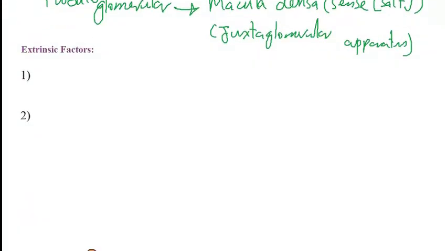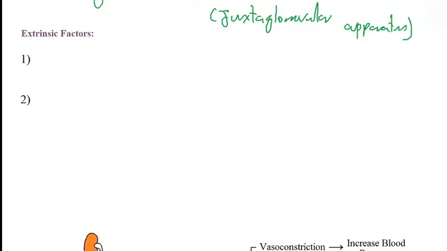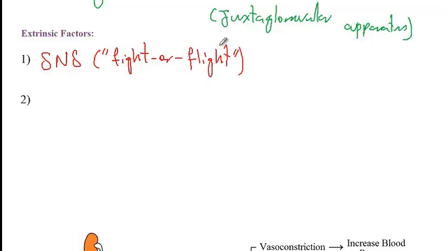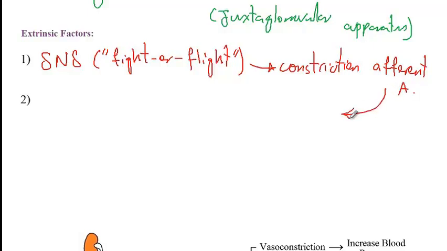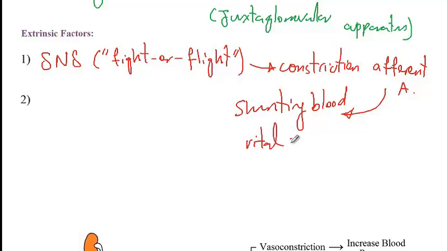Now, there are also extrinsic mechanisms. And these extrinsic mechanisms depend on the sympathetic nervous system, the other name for which is the fight or flight response. And what the system does is that it causes constriction of the afferent arteriole, as a consequence of which there would be shunting of blood towards more vital organs.